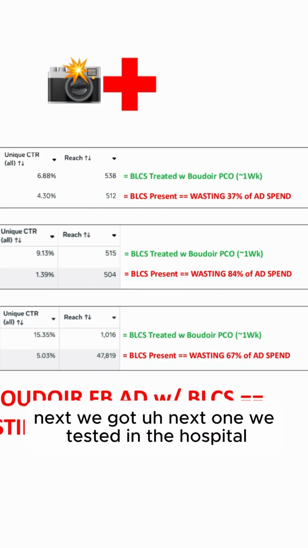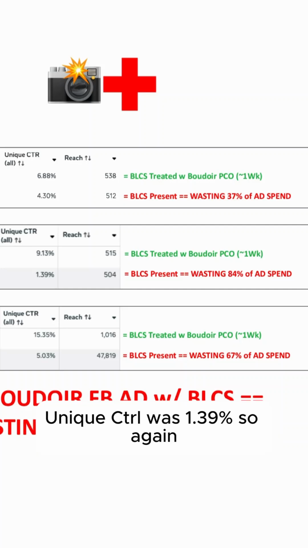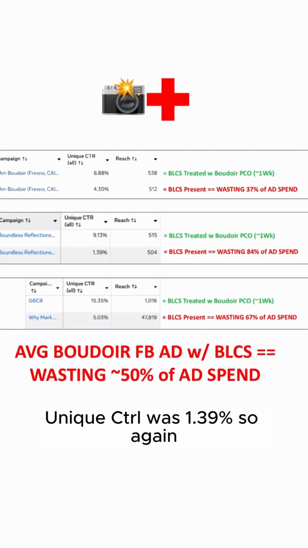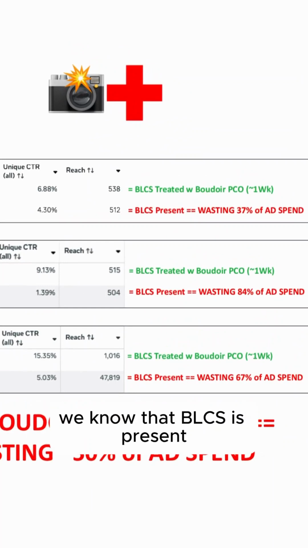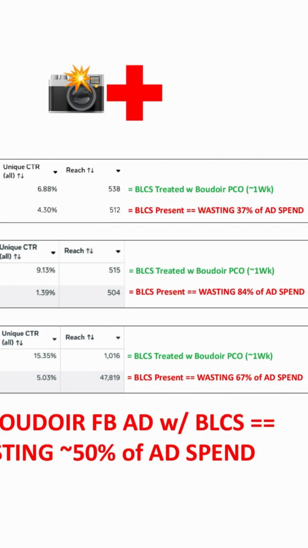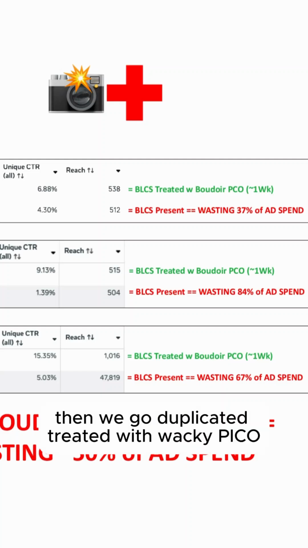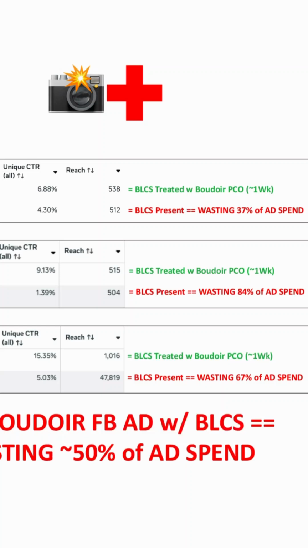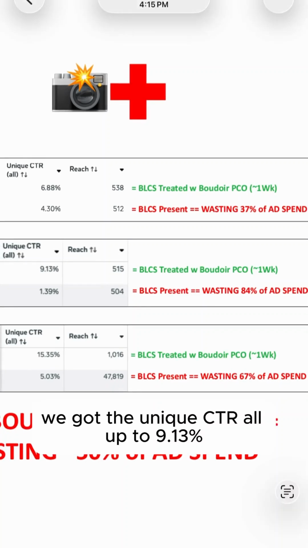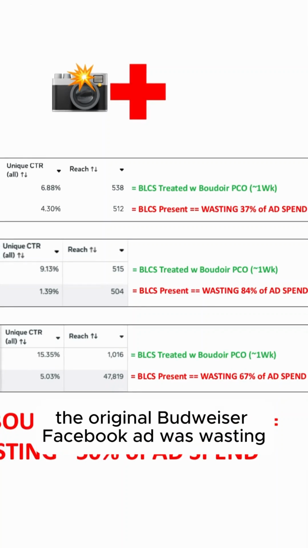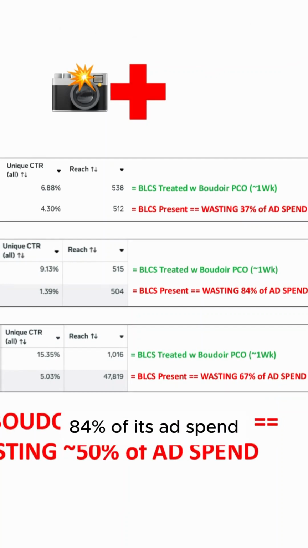Next, the next one we tested in the hospital had a unique CTR all of 1.39%. So again, when unique CTR all is under 6%, we know that BLCS is present. So we duplicated it, treated it with Boudoir Pico, which takes about a week. We got the unique CTR all up to 9.13%. So we found out the original Boudoir Facebook ad was wasting 84% of its ad spend.